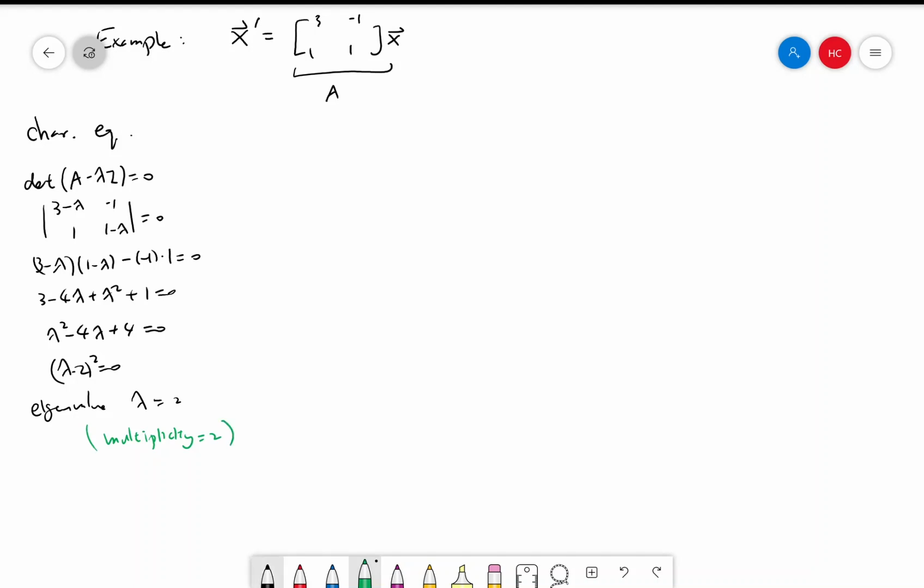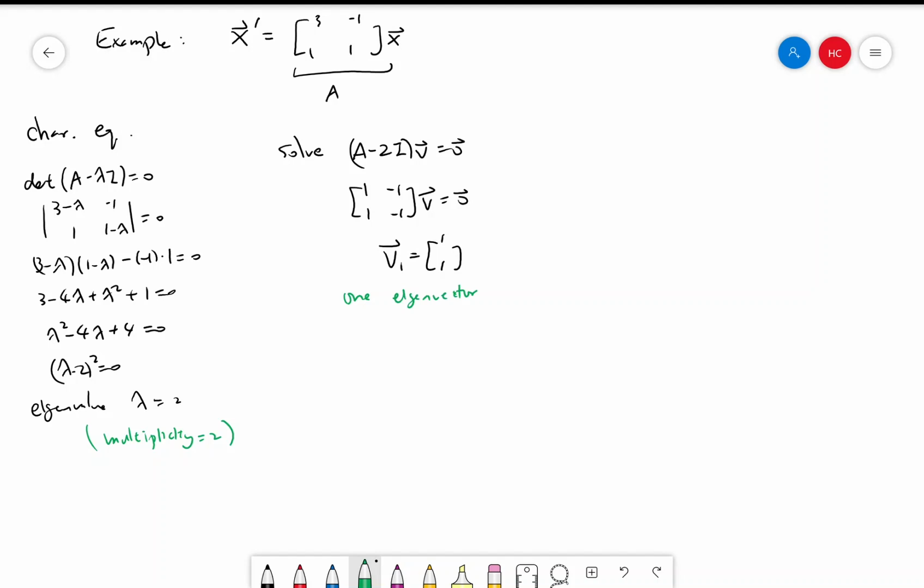Alright, after solving for the eigenvalue, let's get to the eigenvector. We solve (A minus 2I) times v equal to 0, which gives [1, -1; 1, -1] times v equal to 0. We only have one solution, called v1, which is (1, 1). So only one eigenvector. Because we have an eigenvalue with multiplicity 2 and only one associated eigenvector, we know lambda equal to 2 is defective. The defect d is the multiplicity, 2, minus the number of eigenvectors, 1. So the defect is 1.